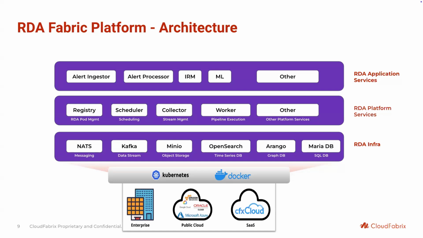And on top of the platform, we have application services. Our core application, one of the offerings, is our AIOps. And part of that application, we have some of the key services like the alert ingester, which takes care of all the incoming alerts through webhooks or emails, and the alert processor, which is the primary service that does the correlation. Then we have the incident room service, and the ML and some other supporting application services for the AIOps application.